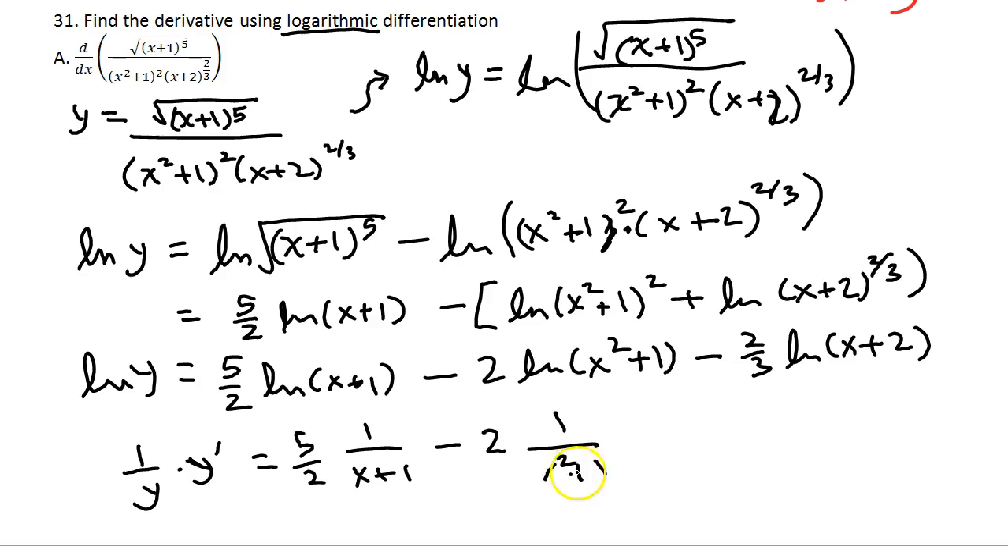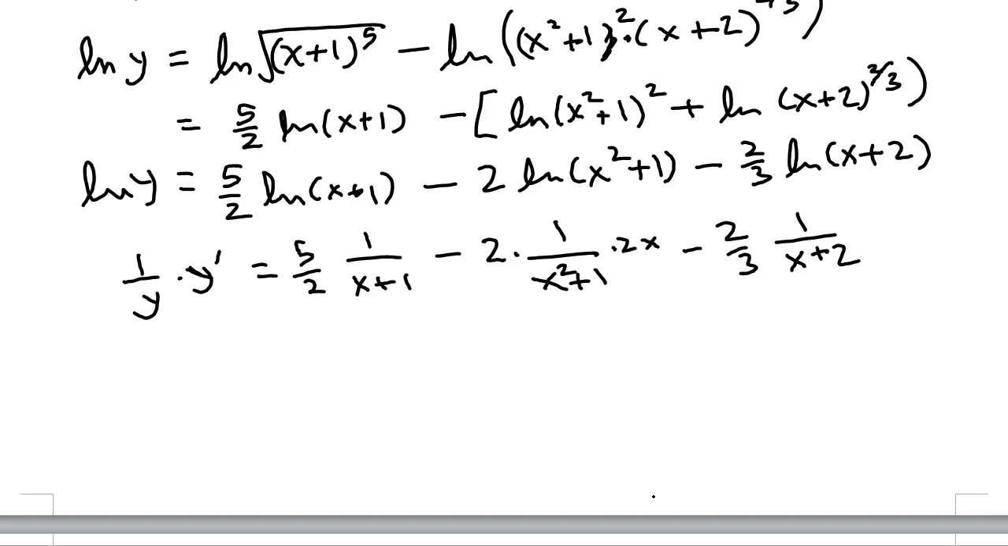Now, sorry, you have to remember that x plus 1 is a nested function, so it has to be pulled out and differentiated. But what's the derivative of x plus 1? It's just 1, so there's nothing to multiply here. However, here, if I pull it out and differentiate, it creates 2x. So there is something to multiply. This one, again, it's minus 2/3, 1 over x plus 2, and when you pull the x plus 2 out and differentiate, it's just 1. So this is what I get. And we're almost done.